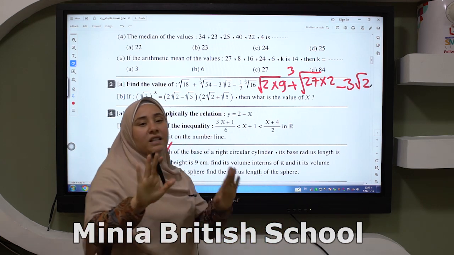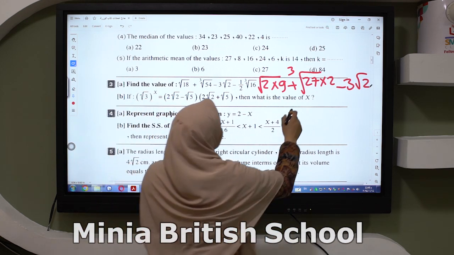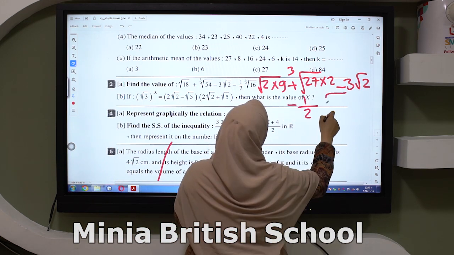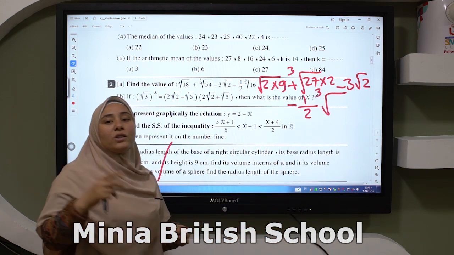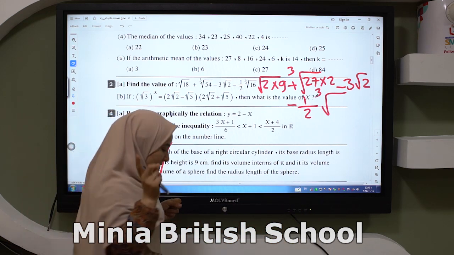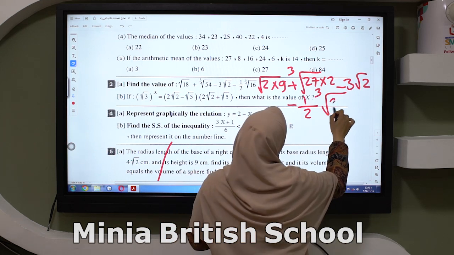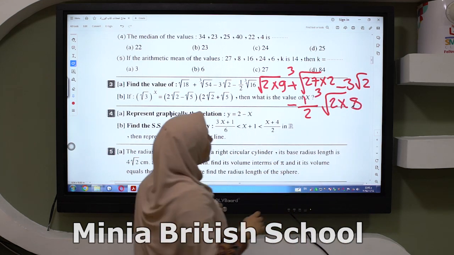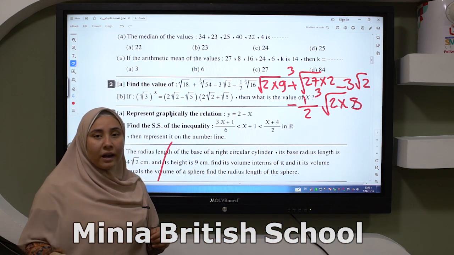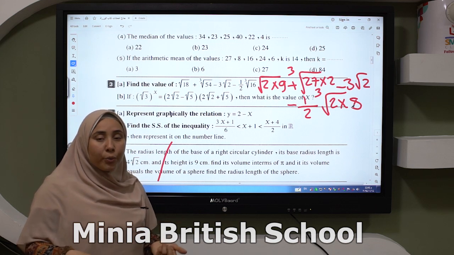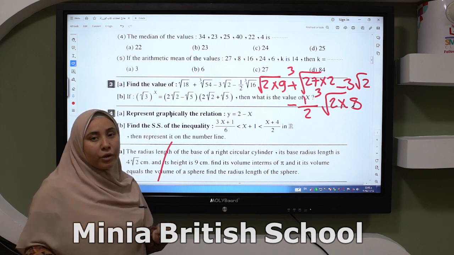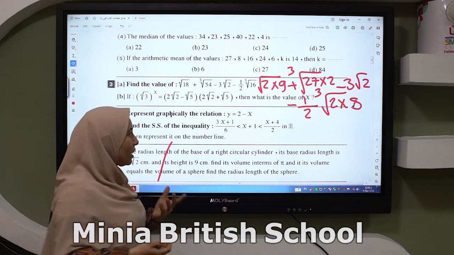Minus 3 root 2. This number is already in the simplest form, but minus half cube root 16. 16 equals 2 times 8. 8 here is a perfect cube number. Okay, now take the square root or the cube root for the perfect square numbers or perfect cube numbers.